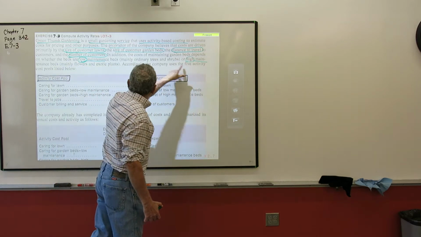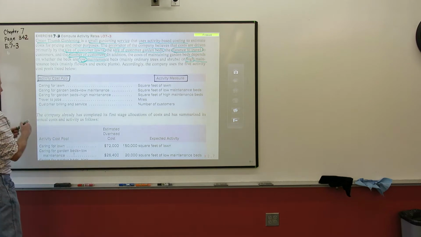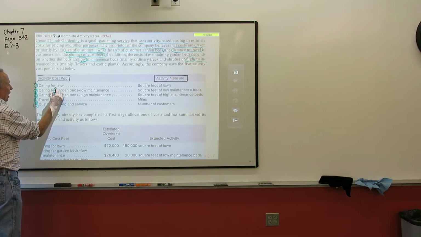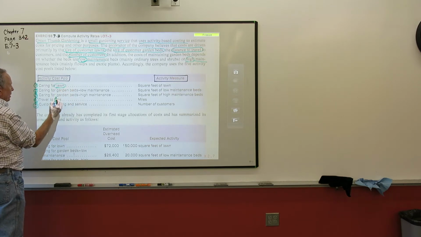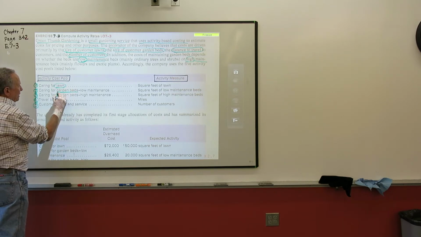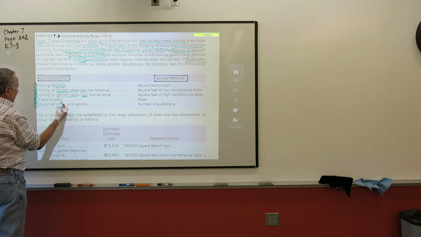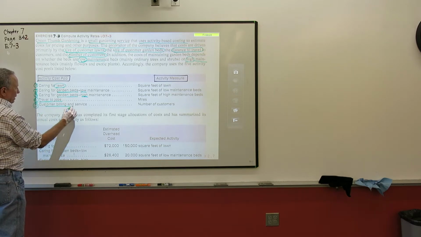Accordingly, the company uses 5 activity costs below. So they do use, let's take a look, they've got 5. Here's 1, 2, 3, 4, 5. Lawn care. Now, I'm just really going to call that lawn mowing. Then they got garden bed, low maintenance. They got garden bed, high maintenance. They have travel to jobs, and customer billing. Well, what do you think again?